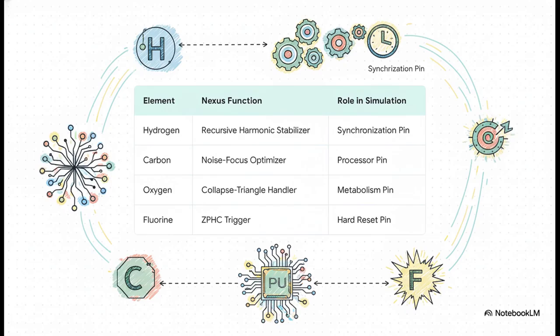It's wild. Hydrogen isn't just the simplest element, it's the synchronization pin, kind of like the boot-up sequence for the whole simulation. Carbon is the processor pin, the very thing that makes complex logic possible. Every element has a job, a computational role to play in this cosmic machine.